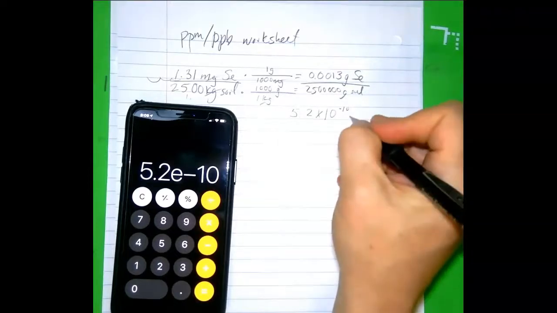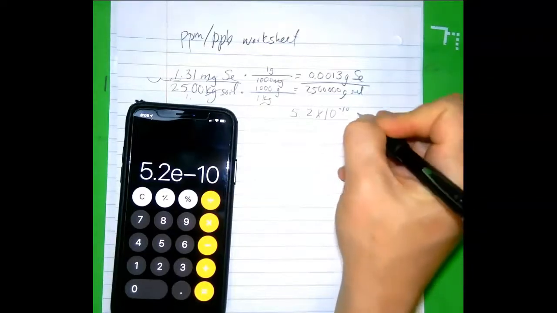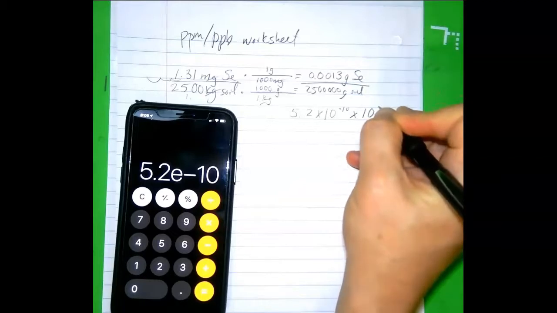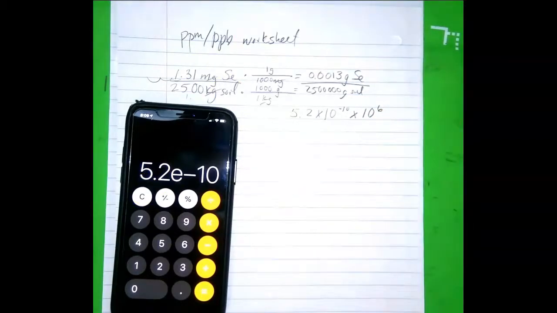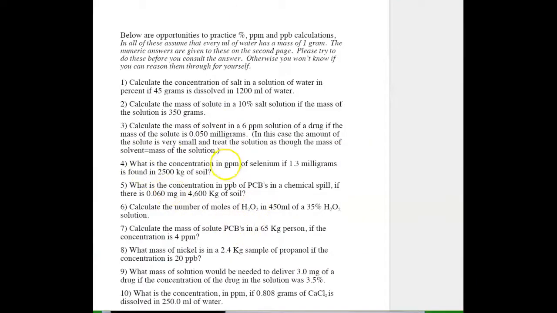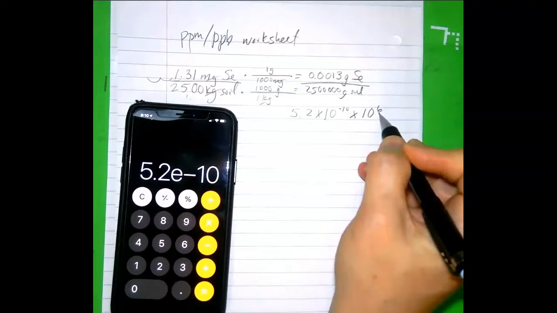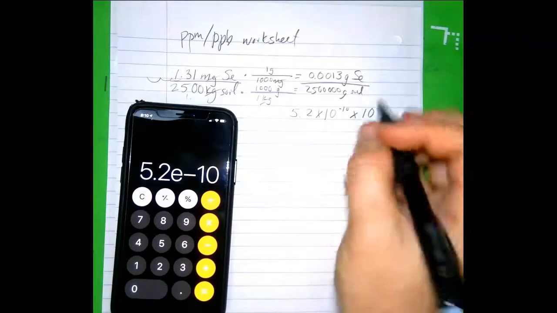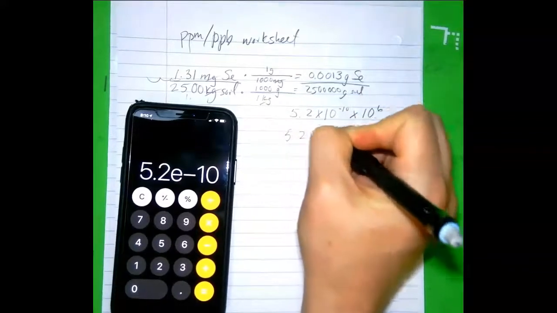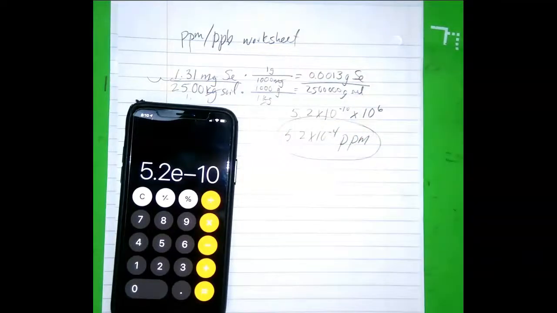But we're not done because we have to multiply. So this is the fraction, but we need to multiply the fraction by 10 to the 6th because the question asked us for parts per million. Now, when we do that, we have a negative exponent times a positive exponent. We add them together. Negative 10 plus 6 is negative 4. So our answer is 5.2 times 10 to the negative 4 ppm. We can check our work right here.